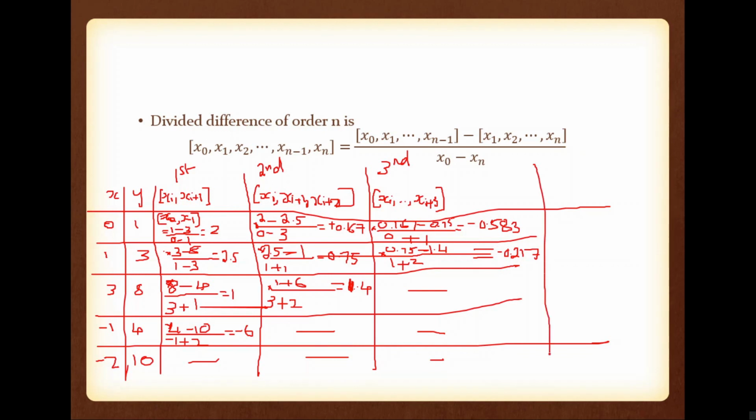Now the last one. Because we have 5 data, we can find up to the 4th order divided difference. So find the value. Now I am not going to write the numerator and denominator, simply find the value. What is the value? So the answer is minus 0.183.